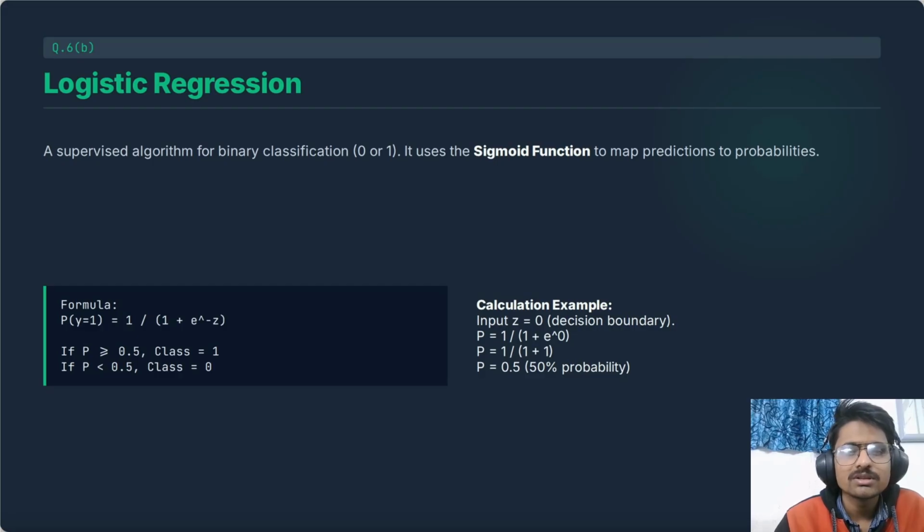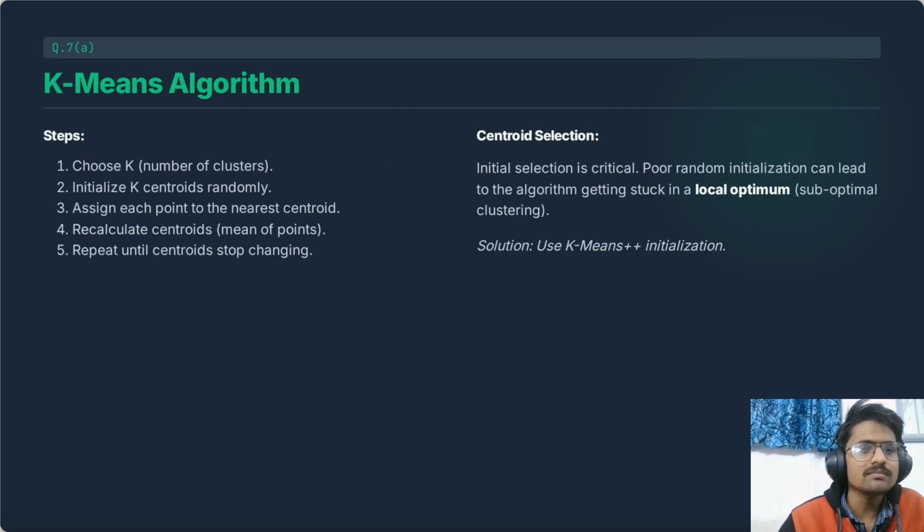So here is the calculation example. Input z is equal to 0, decision boundary. P is equal to 1 divided by 1 plus e to the power 0. P is equal to 1 divided by 1 plus 1. E to the power 0 means 1, and P is equal to 0.5 means 50% probability.